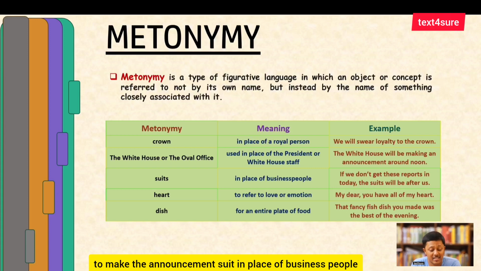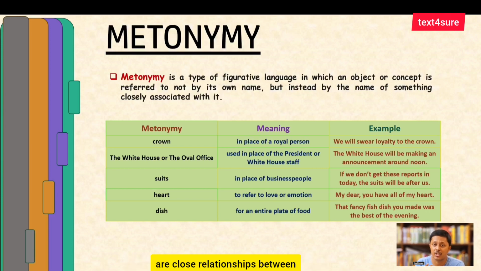Suit in place of business people. If we don't get these reports in today, the suits will be after us. So suits is actually referring to the business people. So there are close relationships between what is meant and what is said. The last one is the dish, and before that there is heart. Both in the sentences, my dear, you have all of my heart. So heart here refers to love or emotion, and dish here is for an entire plate of food. That fantasy fish dish you made was the best of the evening.